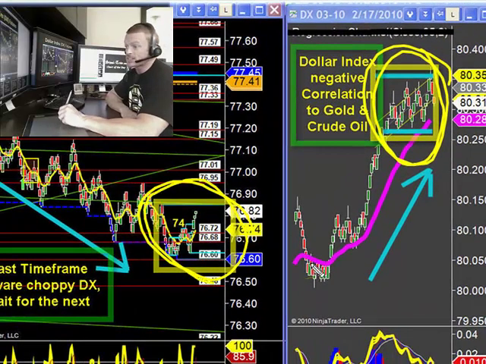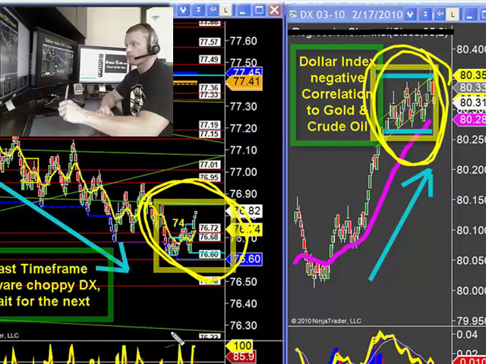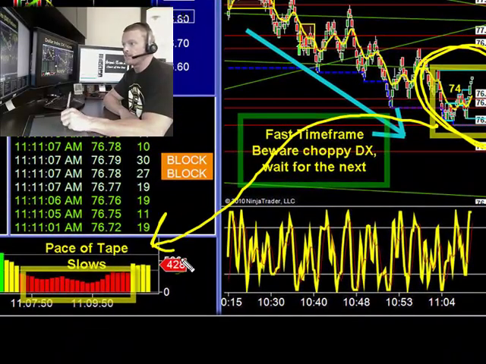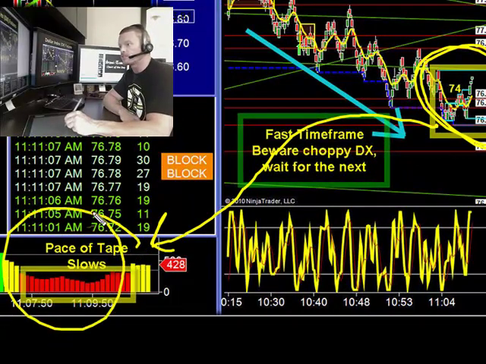And we know that when the DX is sideways, very indecisive, that means the crude will also tend to be very indecisive. Now, one more thing, because now we can also throw the pace of tape indicator in here. Now look in the lower left-hand corner here on my pace of tape. Notice also at the exact same time, we had very slow pace of tape.